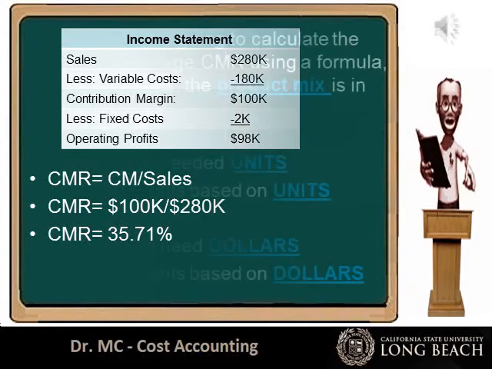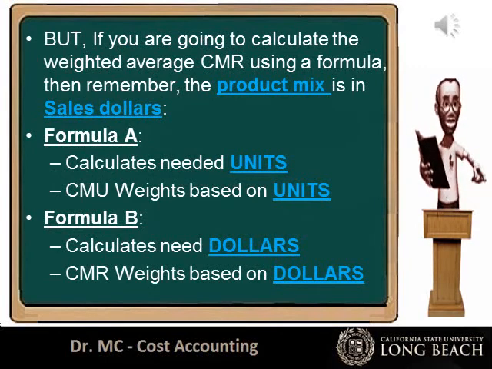You could also construct the weighted average contribution margin ratio in a manner similar to that used with the basket method, but what you have to remember is that the weights that you will be using are based on sales dollars, not units. An easy way to remember this is to recall that Formula A calculates the units that you need to break even, and it uses weights based on units. Similarly, Formula B calculates the sales dollars that you need to break even, and it uses weights based on sales dollars.